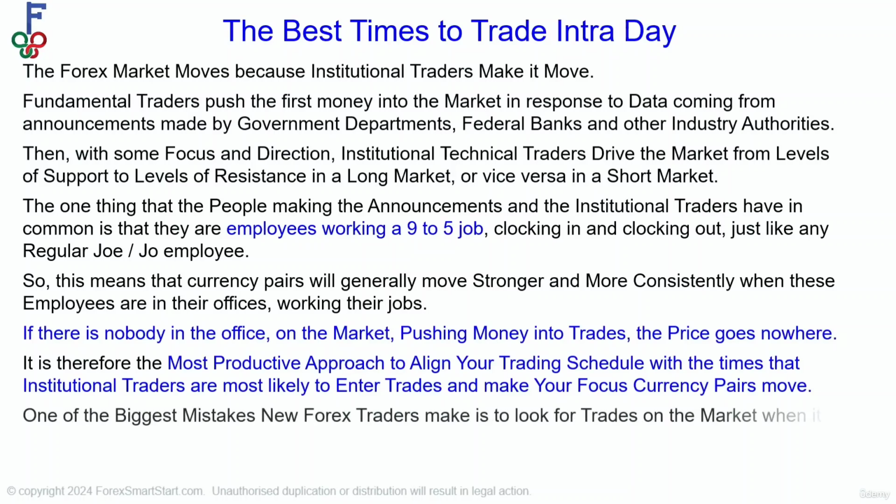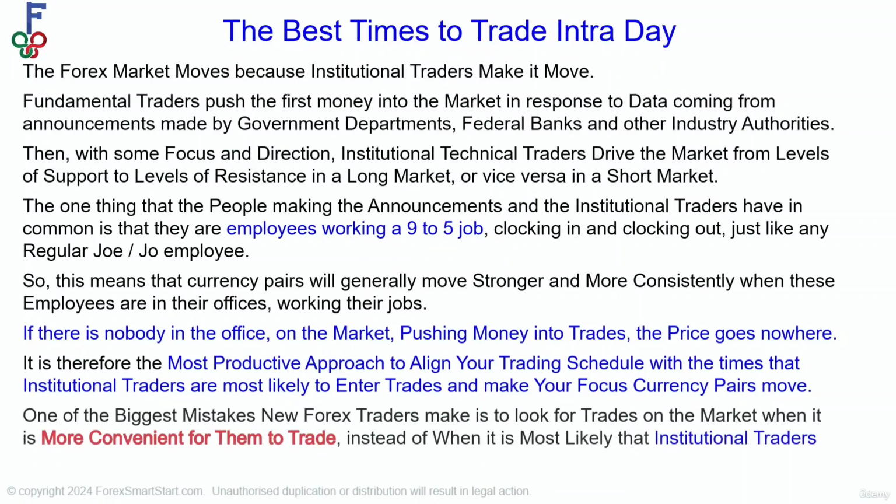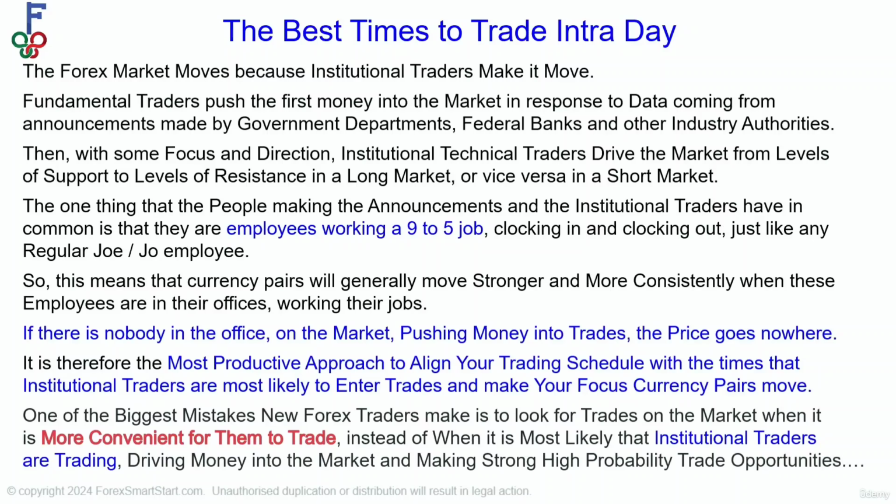One of the biggest mistakes new Forex traders make is to look for trades on the market when it's more convenient for them to trade, instead of when it is most likely that institutional traders are trading, driving money into the market, and making strong, high-probability trade opportunities.